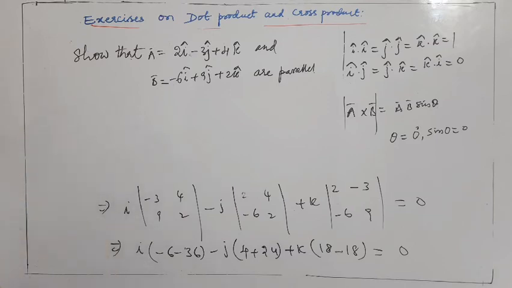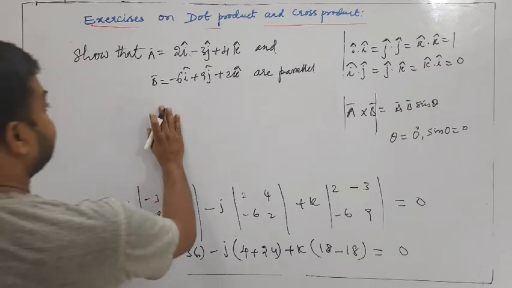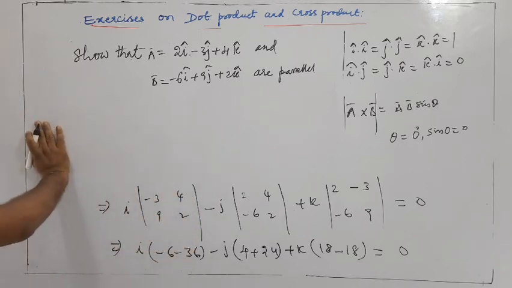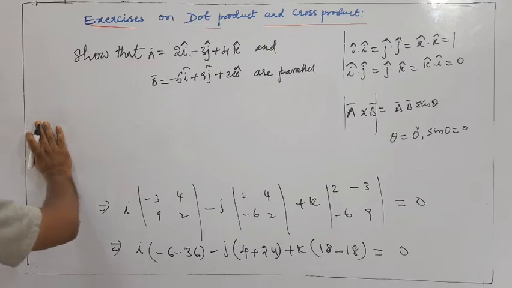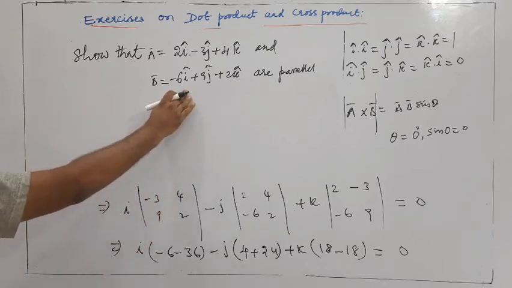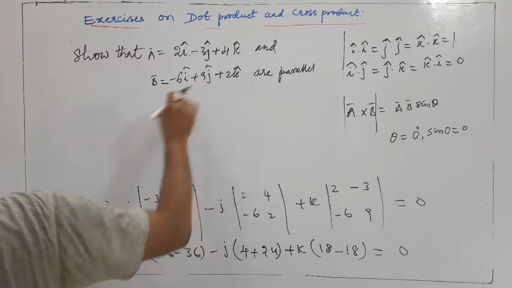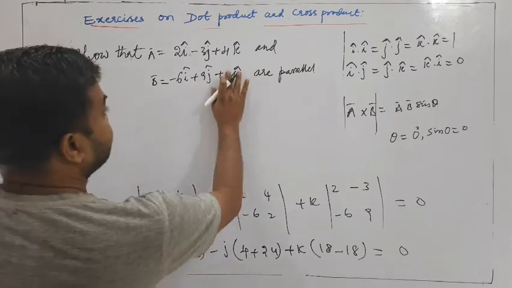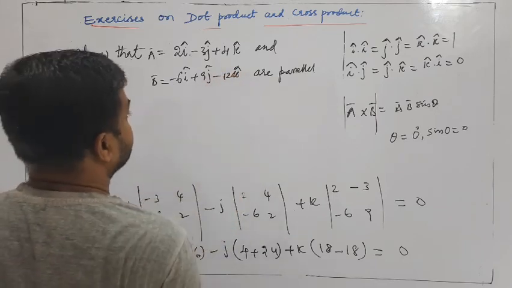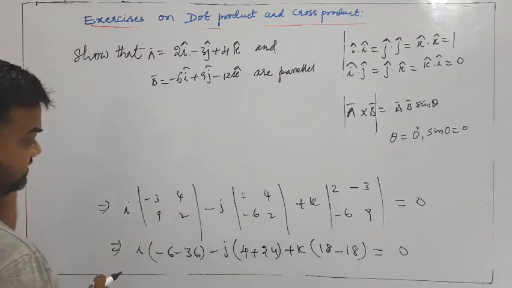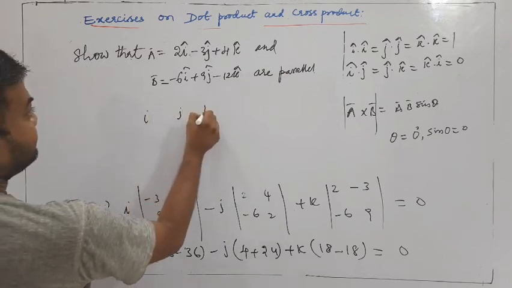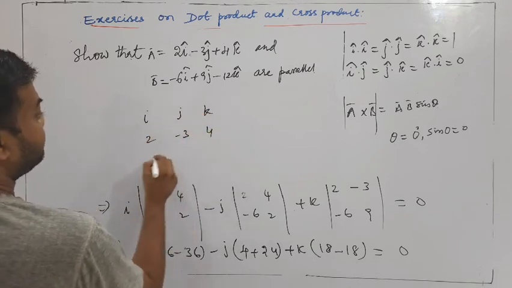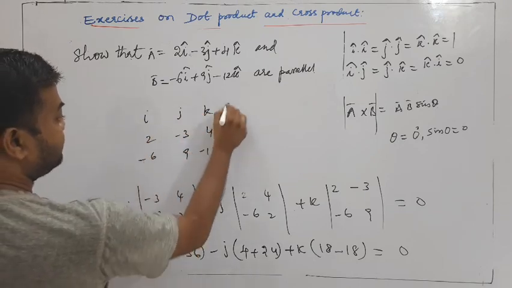2i minus 3j plus 4k, and minus 6i plus 9j minus 12k. It is minus 12k, sorry. i j k, 2 minus 3 4, minus 6 9 minus 12.